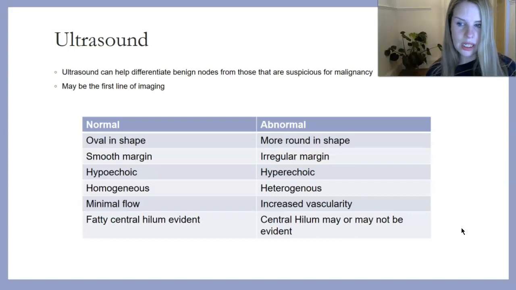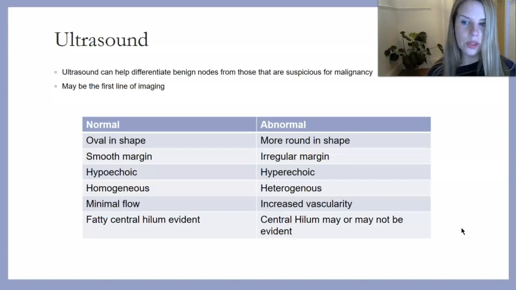And one of the important things is that within a healthy lymph node, you would have a fatty sort of central hilum in the middle. So if that is evident, then that is more consistent with a normal lymph node. When we look at the abnormal lymph nodes, there are some characteristics that are more concerning.